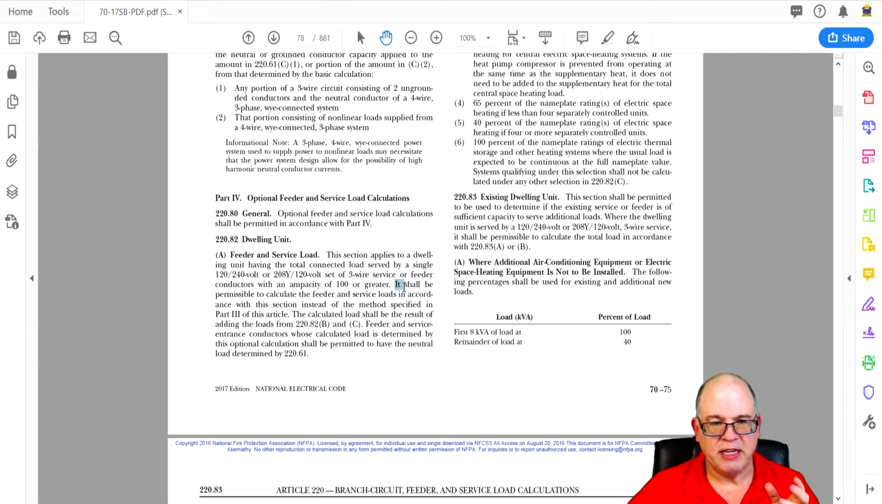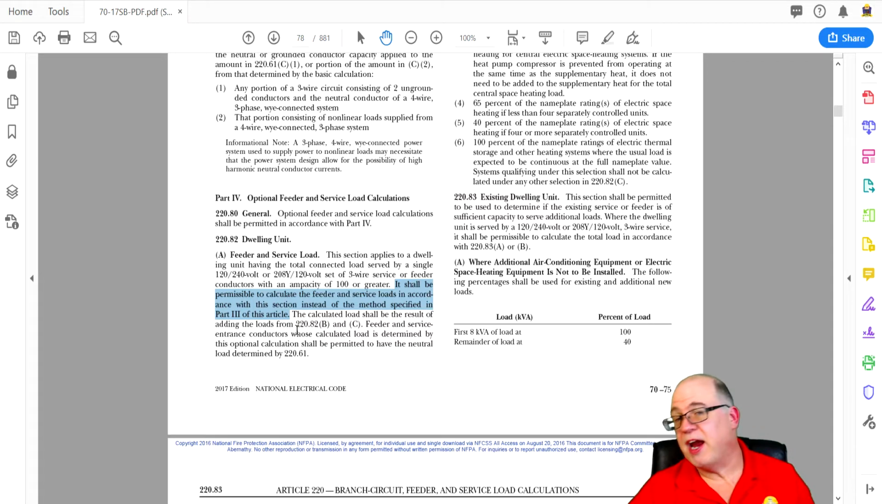Now, it says, it shall be permissible to calculate the feeder and service load in accordance with this section. What section? This section, 220.82, instead of the method specified in Part 3 of this article. So everything that's in Part 3, forget it. We're locked into Part 4. We're going to do it here. All right? Now, as long as 100 amperes or greater, we're locked in. As long as it's 120/240 volt or 208Y/120 3-wire service or feeder, we're in. We're all good. We're all in.